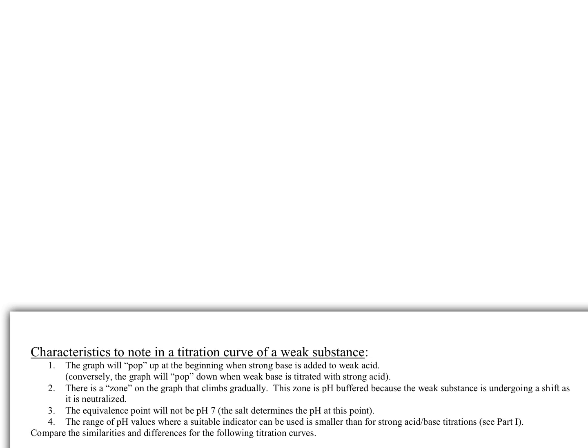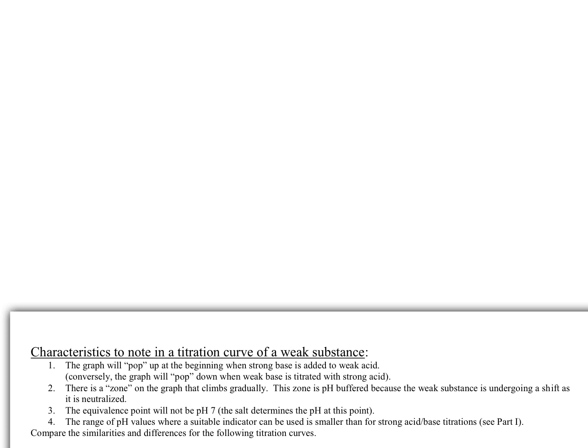So some characteristics to note in a titration curve of a weak substance. First off, our graph is going to pop up at the beginning when the strong base is added. Conversely, that will pop down if the weak base is titrated with a strong acid. So everything should be the exact opposite based off whatever is in the beaker first.